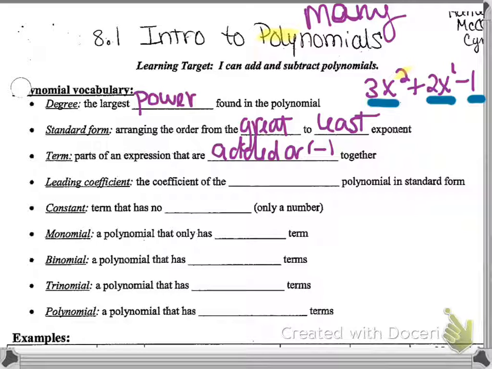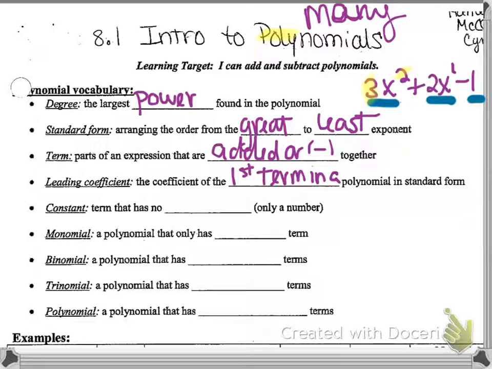So the lead coefficient is going to be the coefficient of the first term in a polynomial that's in standard form. Since ours is in standard form, 3 is our lead coefficient, okay? That would be because it's right in front of x squared, and 2 is the highest power.